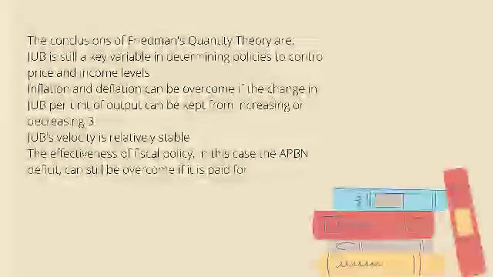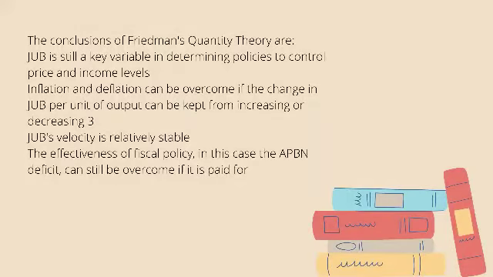The conclusion of Friedman's quantity theory is that money supply is a key variable in determining policy to control price and income level.